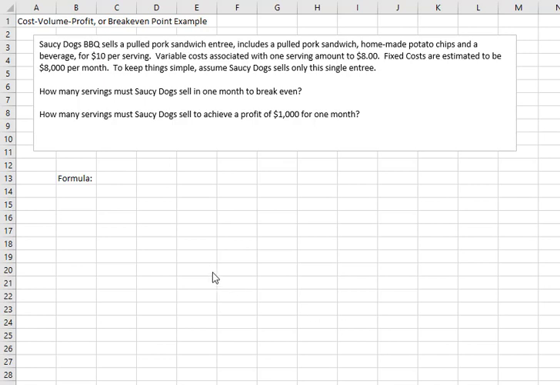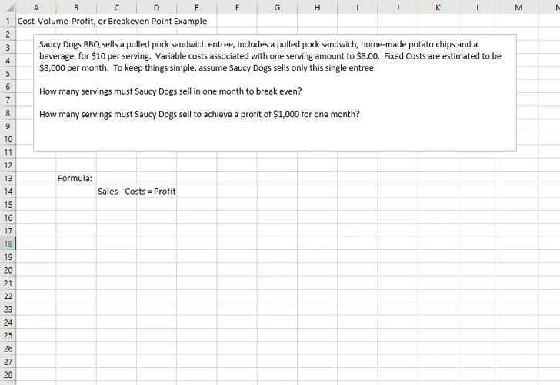The first part of this problem asks, how many servings must Saucy Dogs sell in 1 month to break even or achieve a profit of zero? Okay, well, in order to do this, you need to remember a pretty complicated formula. It's based on this formula right here. That's right. Sales minus costs equals profit. Now, it does get a little more complicated than that, but it is based on this.